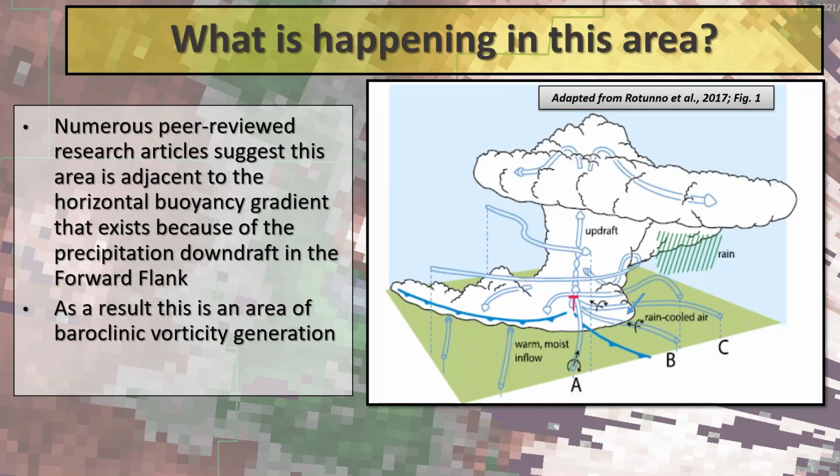Really, this area from the forward flank in the rain-cooled air is adjacent to the horizontal buoyancy gradients that exist because of that precipitation downdraft that exists in the forward flank region. And, kind of by definition, this is an area of baroclinic vorticity generation. This particular image is adapted from Rotunno et al. from 2017.